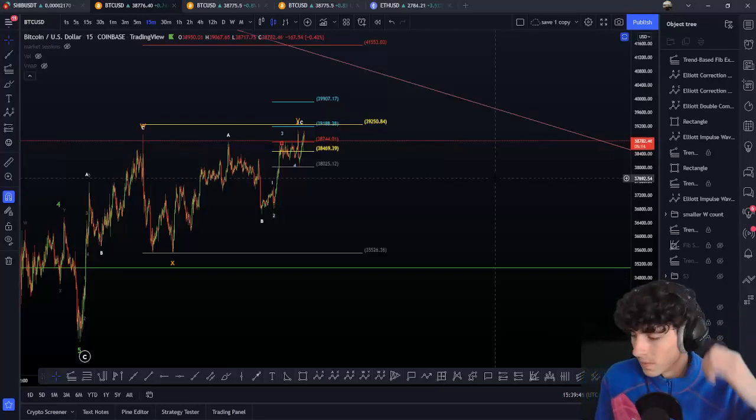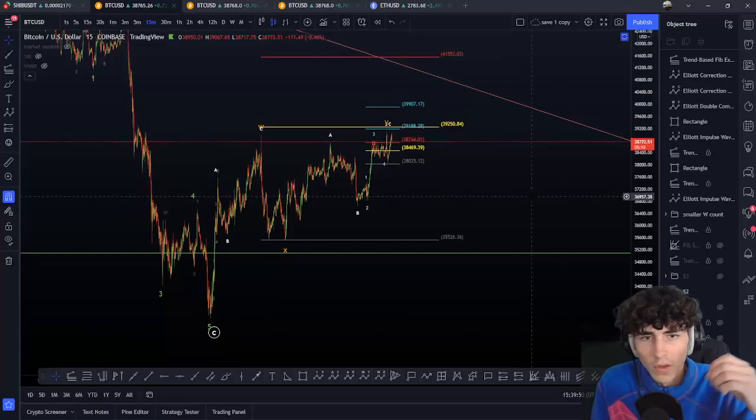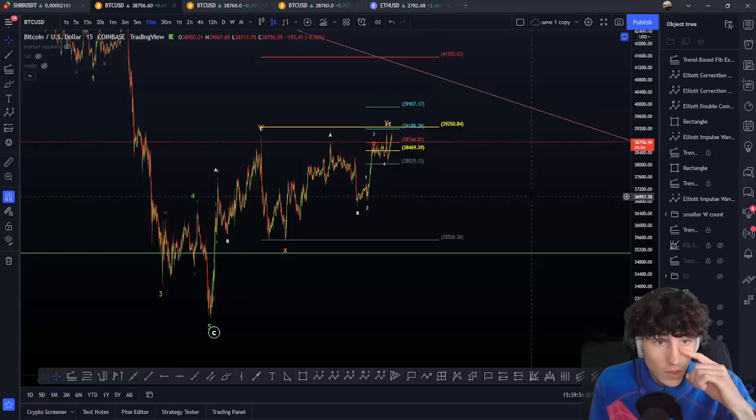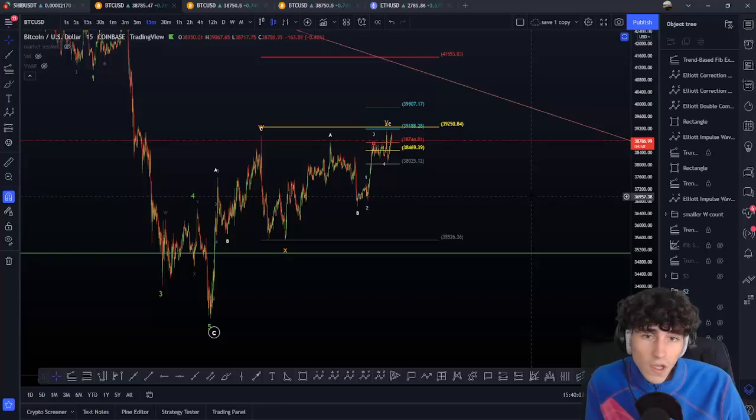Yeah, here there are some different counts possible. We're going to talk about that. There is some possible wave 1-2, 1-2, 1-2. There is some possible WXY correction wave to go more down. What can we expect? Should we go more down? Which scenario are we in? So yeah, there are a few things to say. Hope you enjoy.